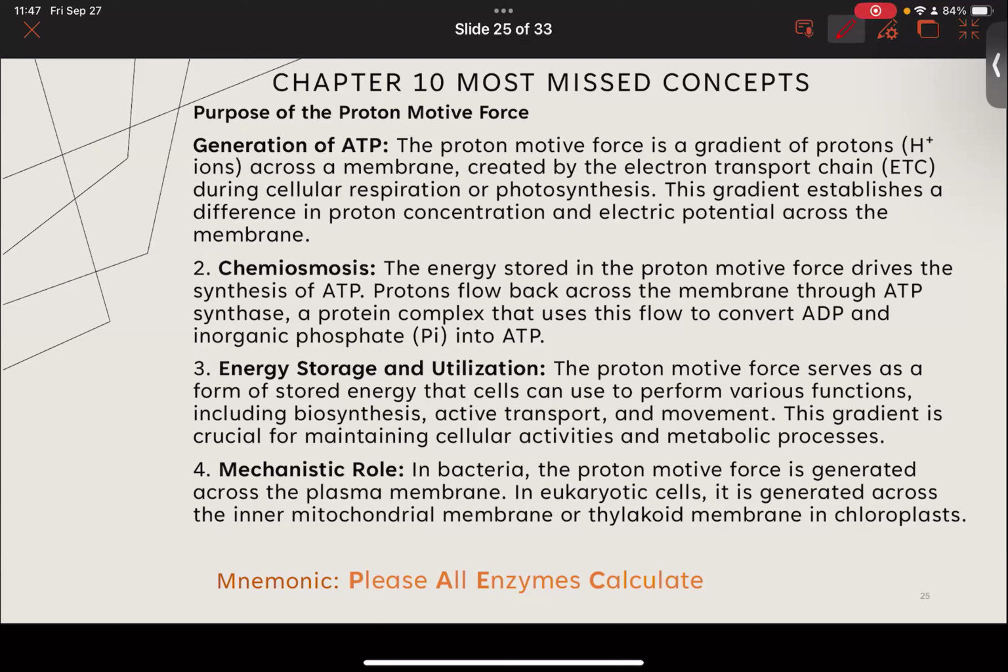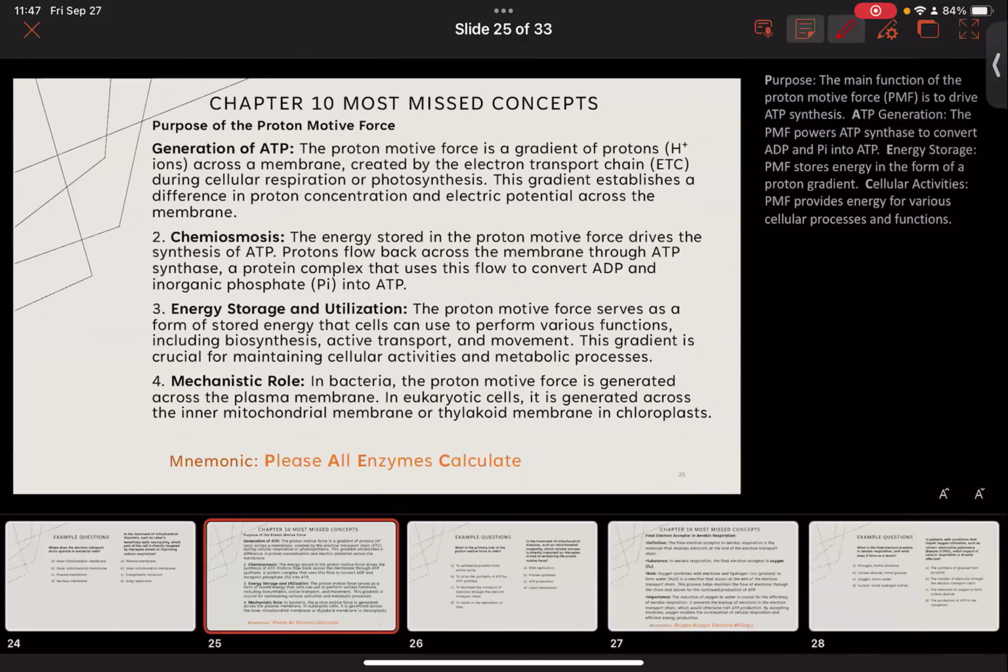It says, please all enzymes calculate. Let's see what it means by this. The main function of the proton motive force is to drive ATP. So enzymes involved in energy creation. Energy calculate is cell activities, apparently. So please all enzymes calculate. Protons.